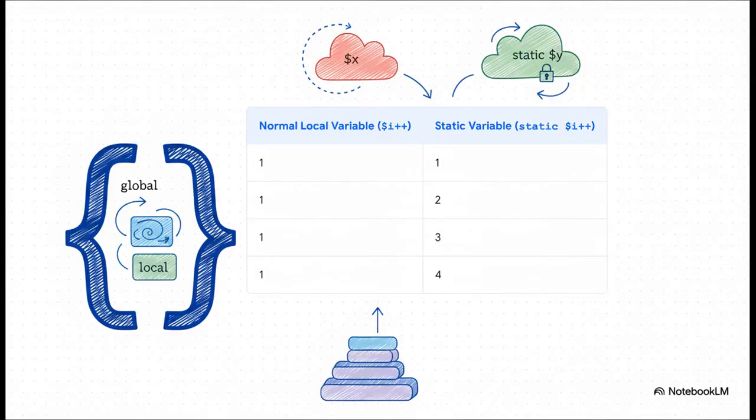Look at the normal local variable column. Every time we call the function, it starts over. 1, 1, 1, 1. No memory. But now look at the static variable. The first call, it's 1. The second call, it remembers it was 1 and becomes 2. Then 3. Then 4. This is incredibly useful for things like counters or simple caching, right inside a function, without needing a messy global variable.